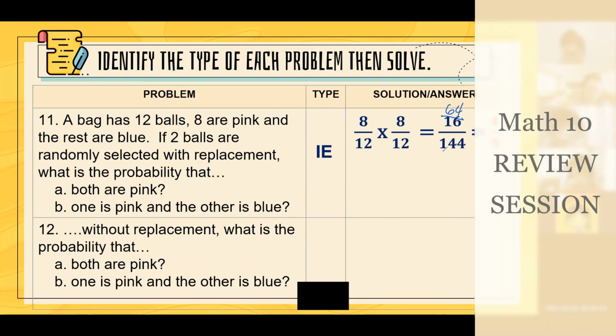64 divided by 8, that's 8. 144 divided by 8, what's the answer? 18. Pwede pang i-lowest term. Divide by 2. 2/9. Is it 2/9? Lowest term.